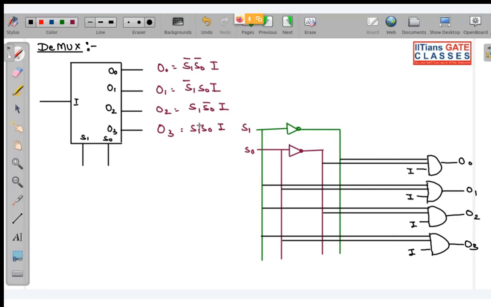So this is the circuit diagram for your demultiplexer. Is this clear? Any doubt in this, or else we will move to the next topic. Yes, tell me. Sir, it's S1 bar in O1. So you put it like S1 bar, S naught. Yes, S1 bar. S1 bar, S naught, S1 bar, S naught. Yes, this is okay now.